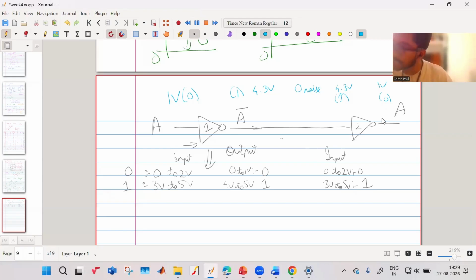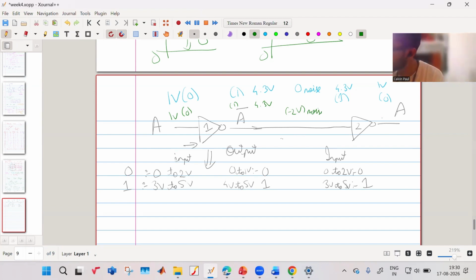Now, let's consider a case where there is noise. It gives you an output of 1 volt, which is 0. Here the output is actually 1, where this is 4.3 volt. But there is some noise. How much is the noise? Let us say a noise of minus 2 volt has come. Assume your signal is 1 volt, which is 0. Here you get an output of 1, which remains at 4.3 volt. But by some misfortune, you have minus 2 volt of noise.